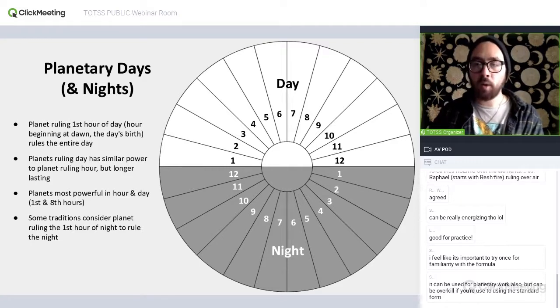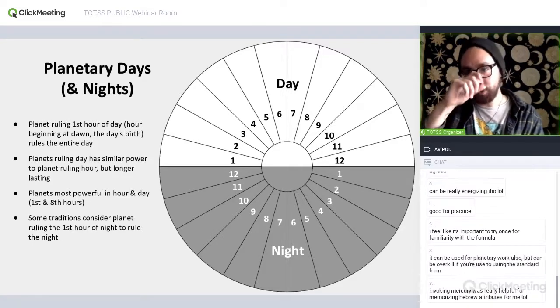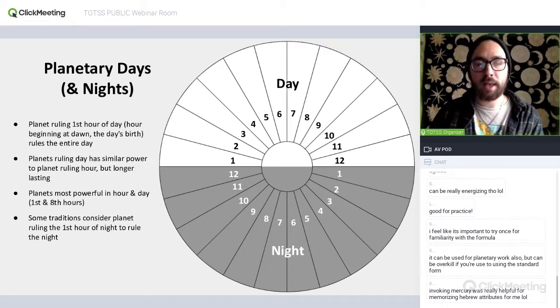And so the first hour after dawn, the first planetary hour, which isn't always exactly 60 minutes, will be the hour of both the day and the planet. And then 7 hours later, in the 8th hour of the day, that'll be the same. So the first hour and the 8th hour of each day will be the hour of that planet.